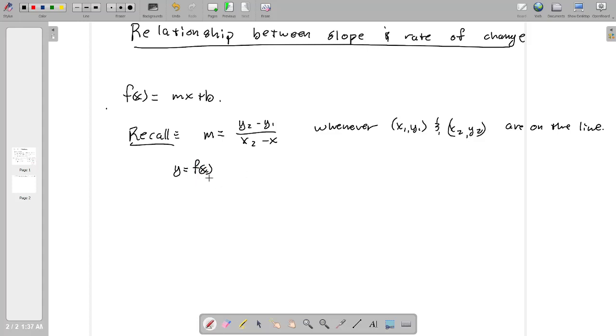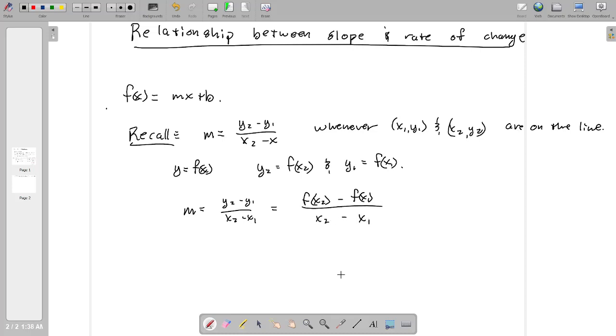Right? Now, so what this means is that y2 is equal to f of x2, and y1 is equal to f of x1. Now, using this and replacing our y2 and y1 in our slope equation, we get the following. M is equal to y2 minus y1 over x2 minus x1, which is the same thing as f of x2 minus f of x1 divided by x2 minus x1. Now you might recall that this is the rate of change.